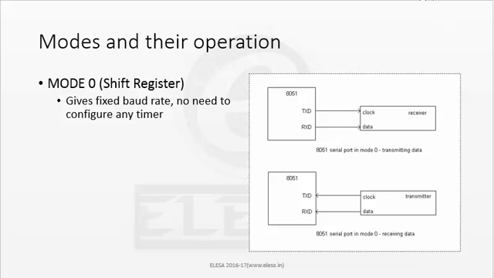Now let's learn something about the modes and their operation. So the first mode, that is mode 0. Mode 0 is a simple 8-bit shift register mode. The clock is given through the TXD line and the data transfer takes place through RXD. It has a fixed baud rate as previously said, and there is no need to configure any timer.